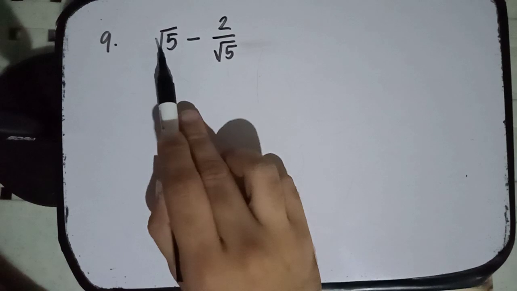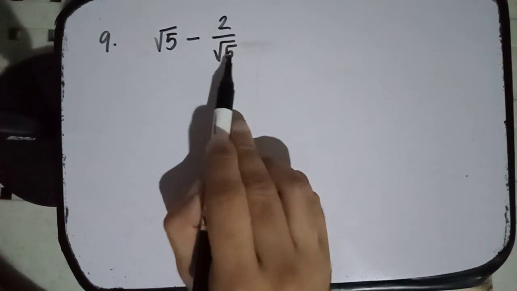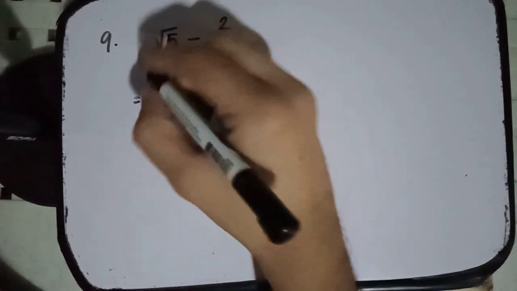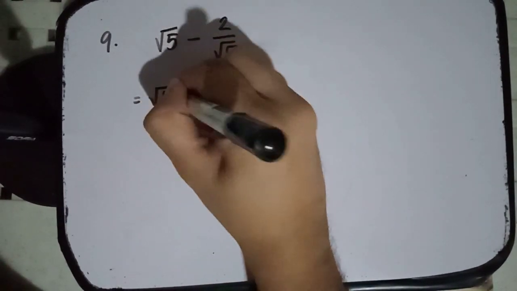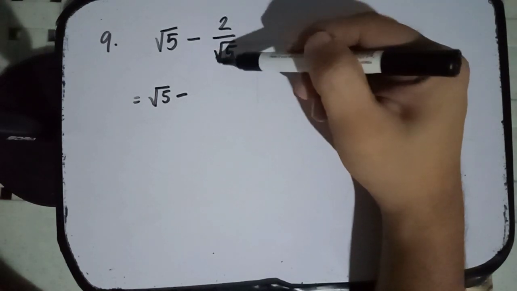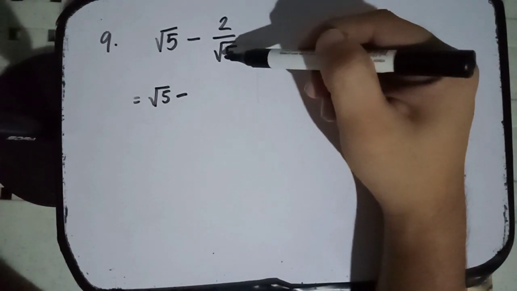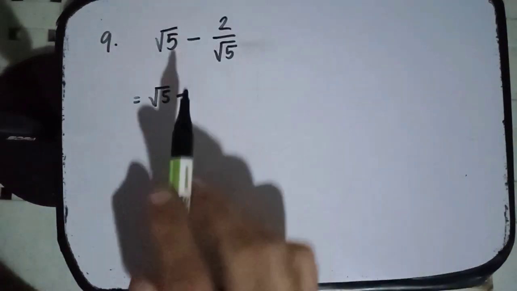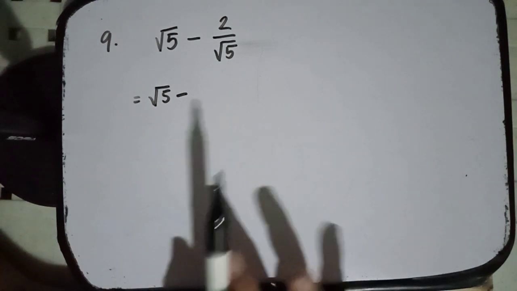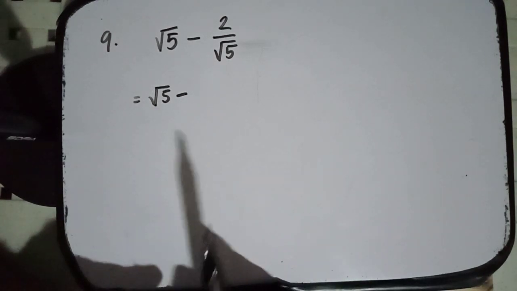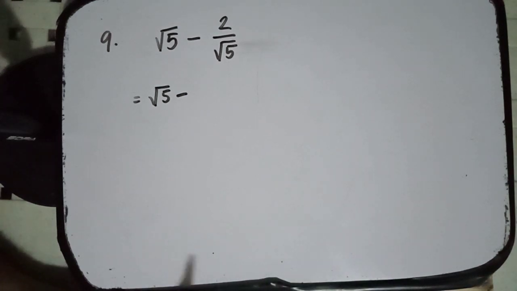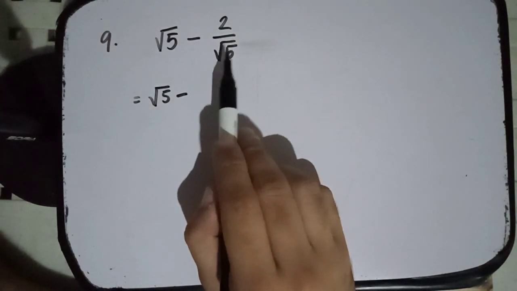Next, number 9, we have square root of 5 minus 2 over square root of 5. Okay? So, let us copy first square root of 5. Then, minus 2 over square root of 5. So, as we can see, mayroong radical sa denominator. So, we have to rationalize the denominator first. So, kung hindi nyo pa napapanood yung video na yon kung paano rationalize the denominator, panoorin nyo muna. Okay? So, i-rationalize natin itong denominator.